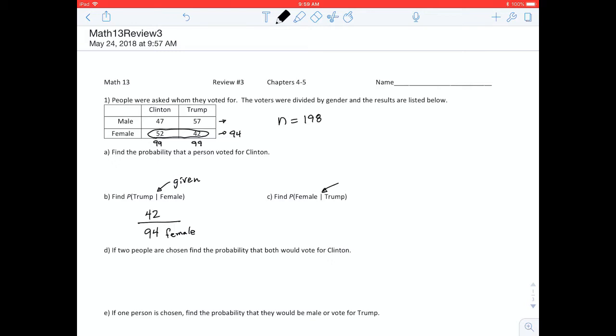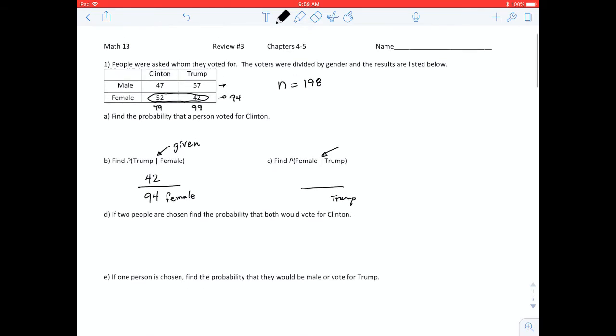So this one would be the same. Given that you're only looking at Trump voters, down here would be how many people voted for Trump, and then the Trump female voters would go on top. Slightly different than part C. The order does matter.